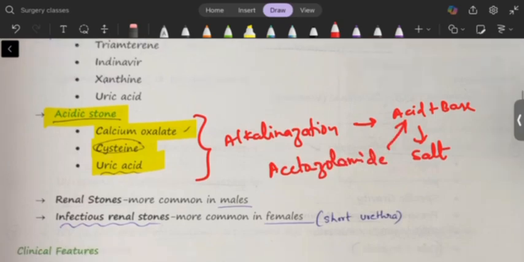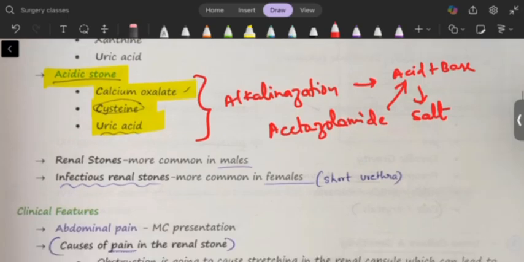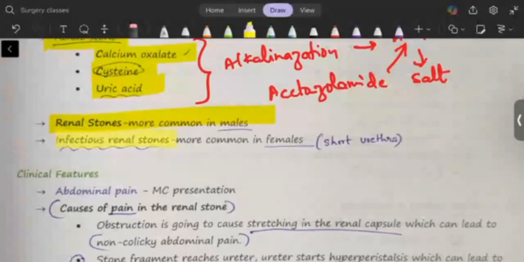Okay, after this, some facts like renal stones are more commonly seen in males, and infection renal stones are more commonly seen in females because they have shorter urethra, more chances of having UTI and hence infections.